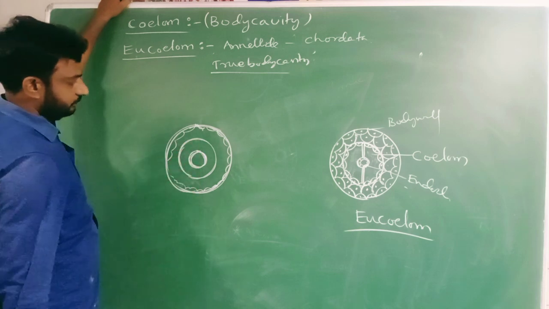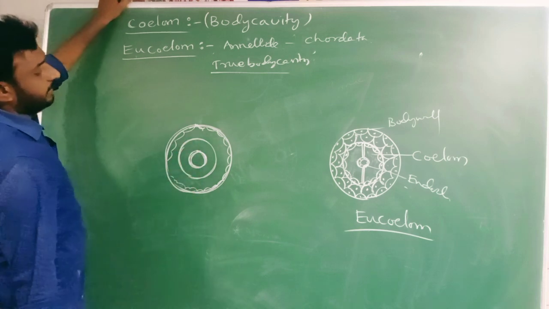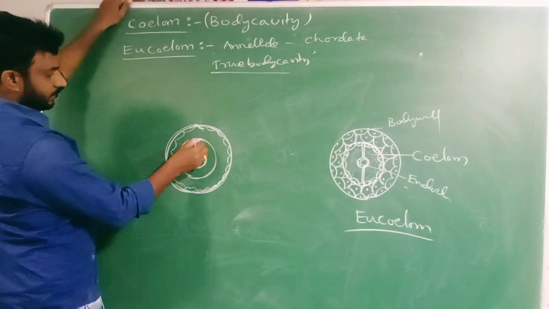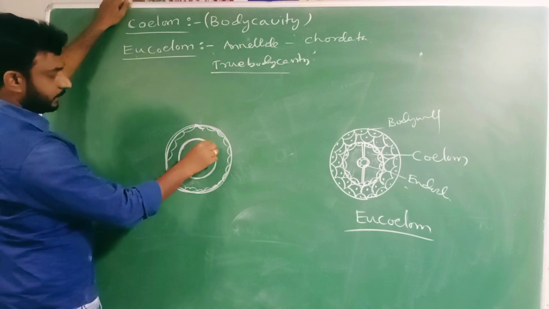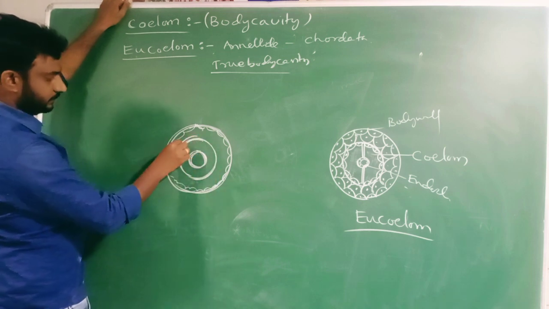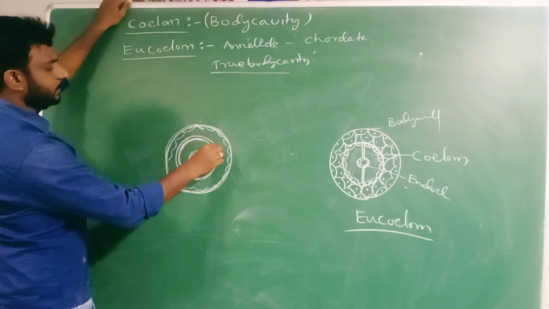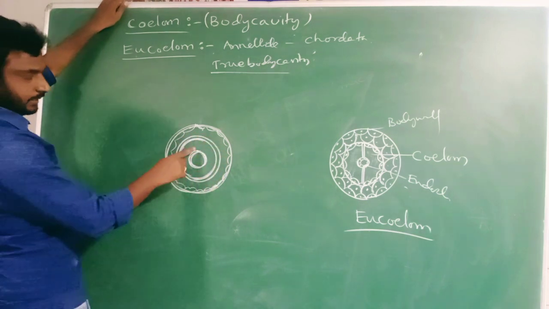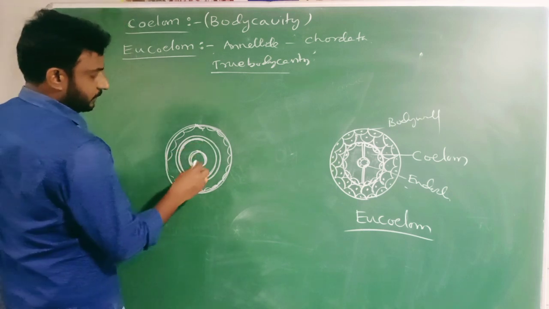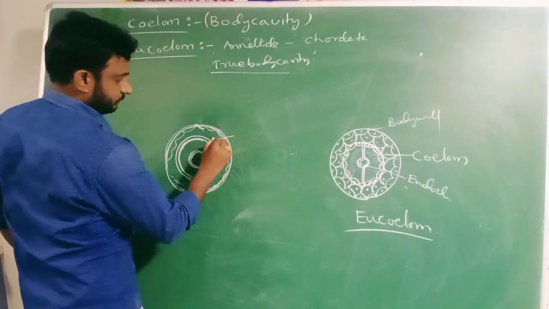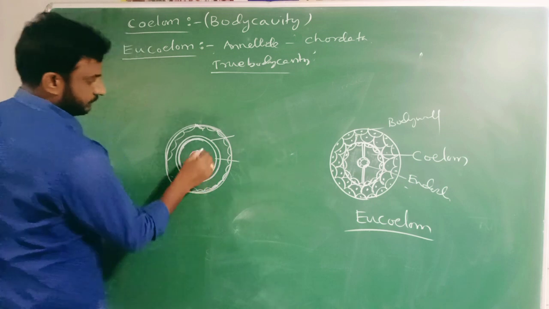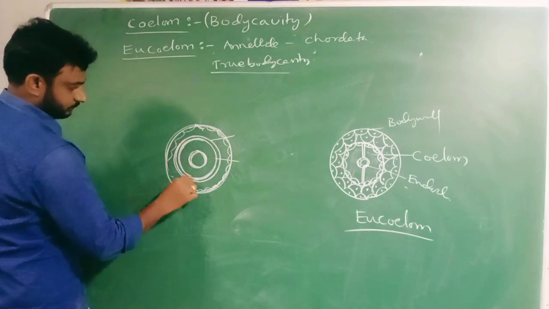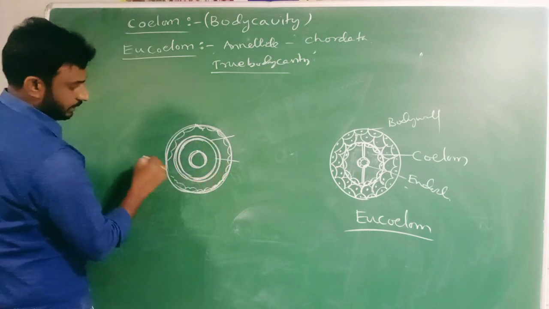During development, the mesoderm splits. By the splitting of mesoderm, two layers are formed: an outer layer and an inner layer.